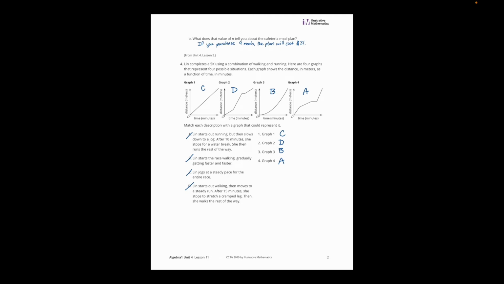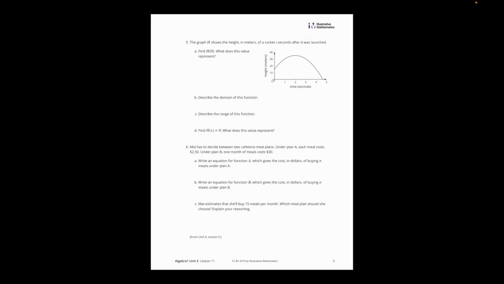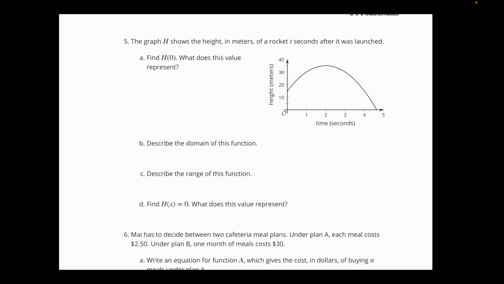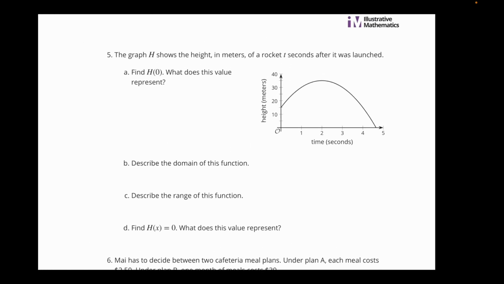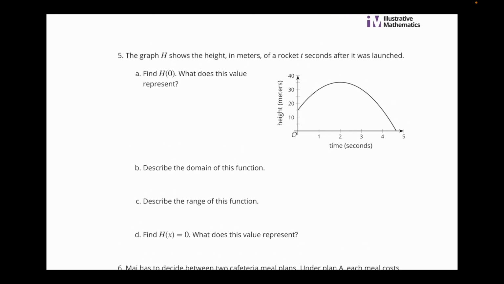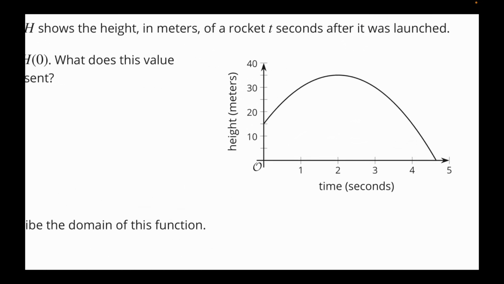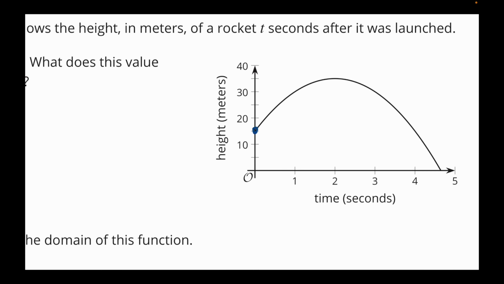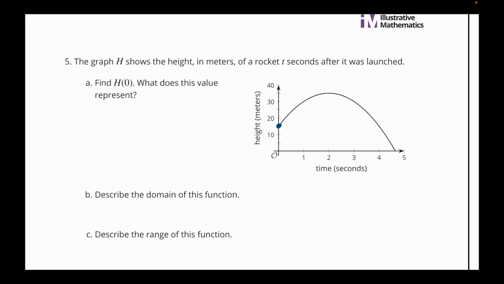So if we move on to problem number 5, that's on the next page for me. The graph H shows the height in meters of a rocket t seconds after it was launched. Find H of 0. What does this represent? So that's our first job. H of 0, that is the output when the input is 0. So that's going to be right here on my graph. That looks like it is 15. So we're going to say H of 0 equals 15.